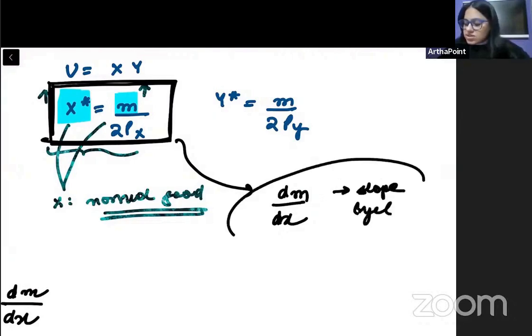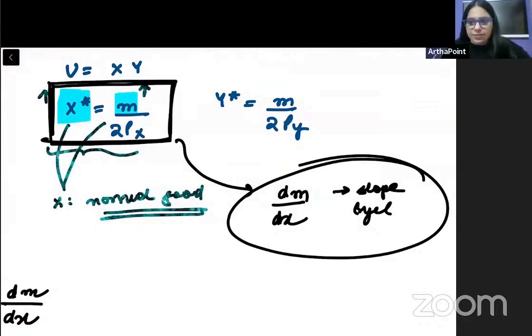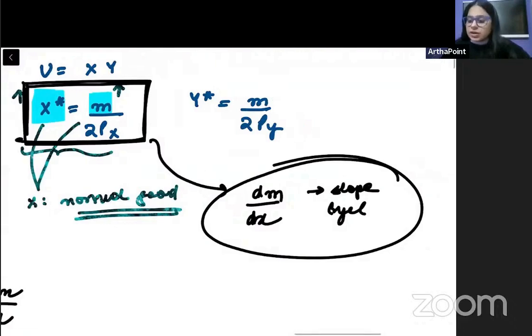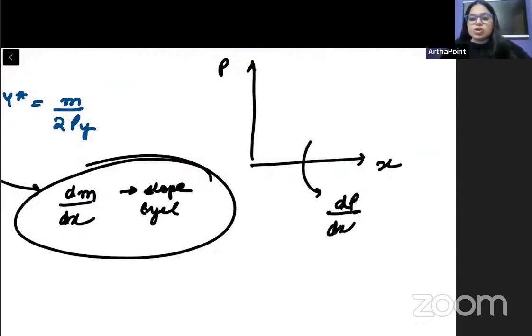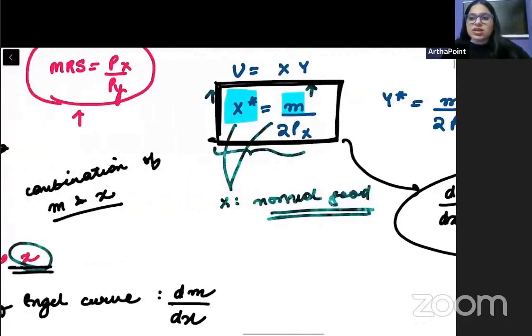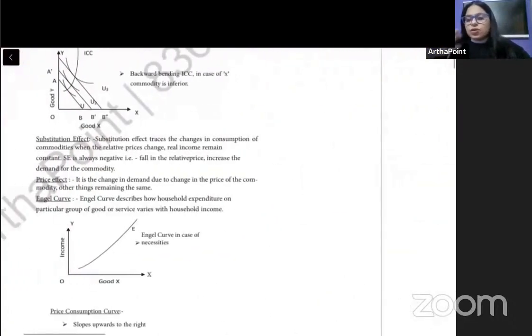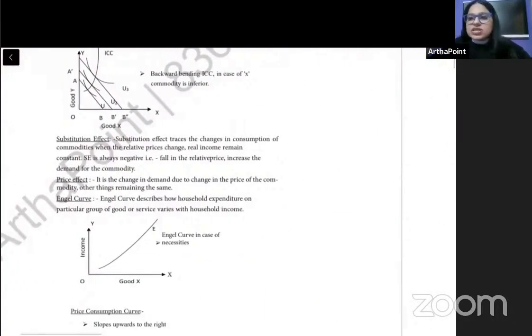So such questions can be asked in exam. They can ask you find the slope of Engel curve, find the slope of the demand curve. Demand curve hoga, then I am plotting it between price and X. तो इसका slope will be dP by dX, right? So they can ask you the slopes of Engel curve, demand curve, and you should be aware कि कौन सा curve कौन से x-axis and y-axis coordinates पे plotted है. What am I taking on the x-axis? What am I taking on the y-axis?